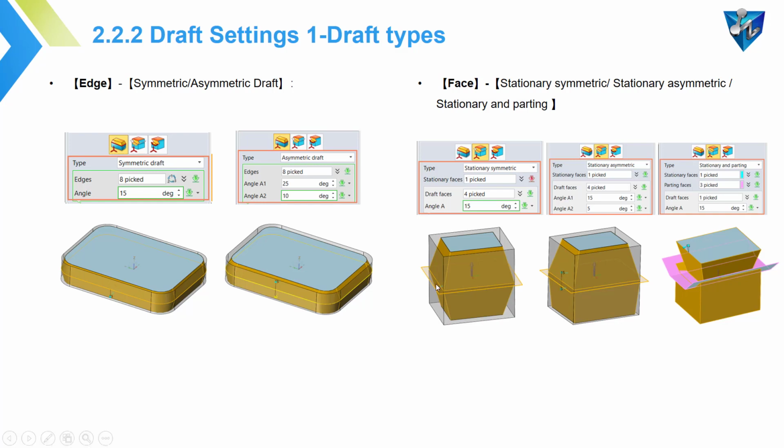Okay, and for the second is about the face draft. So in the face draft, we have three draft types: stationary, symmetric, stationary, asymmetric, and stationary and parting. Totally three draft types, and you can see the cases in the below screenshots. And later I will show you in the software.